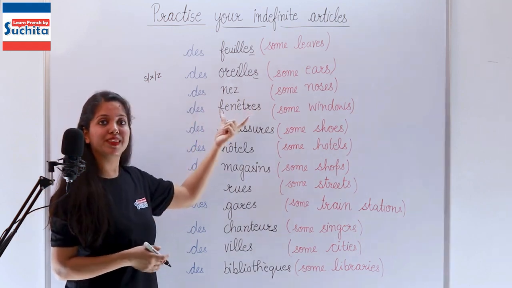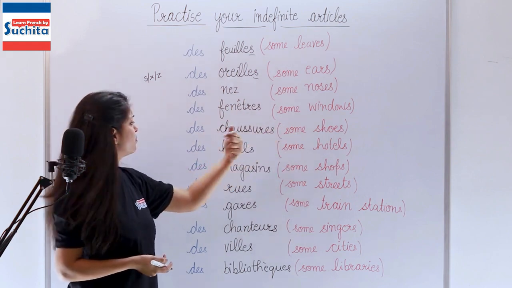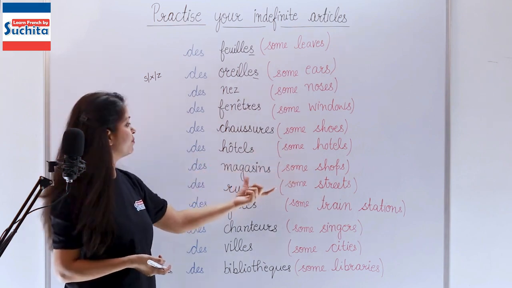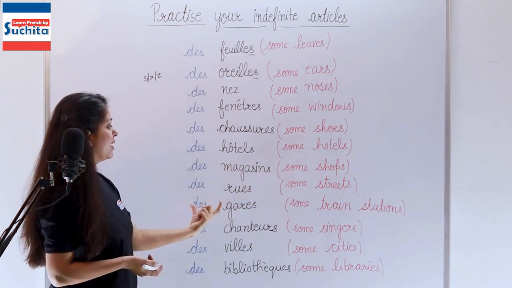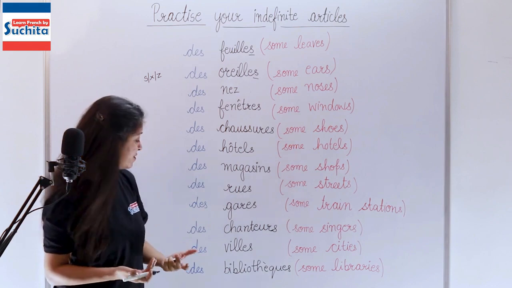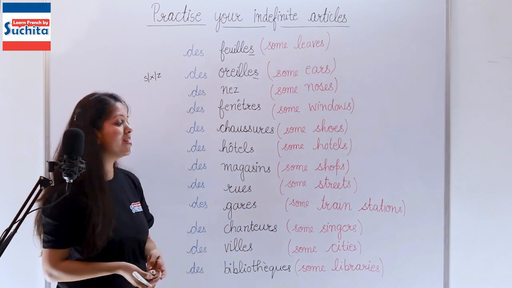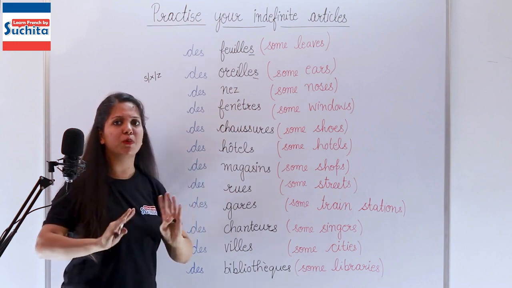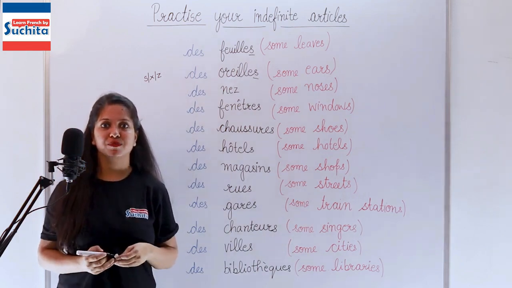Des fenêtres, some windows. Des chaussures, some shoes. Des hôtels, some hotels. Des magasins, some shops. Des rues, some streets. Des gares, some train stations. Des chanteurs, some singers. Des villes, some cities, and then you have des bibliothèques, which means some libraries. So if it is plural, do not look at anything, masculine, feminine, exception, nothing has to be looked upon. You just have to put des blindly in that case.